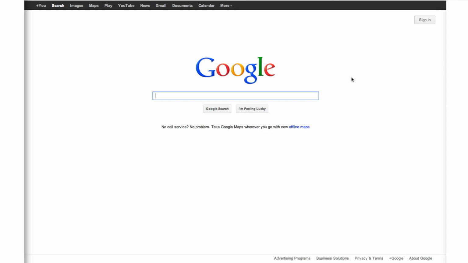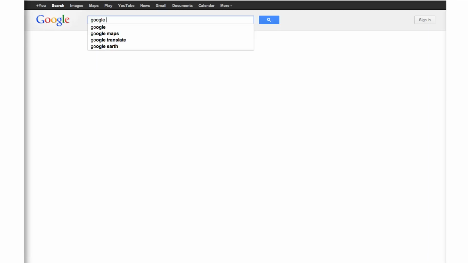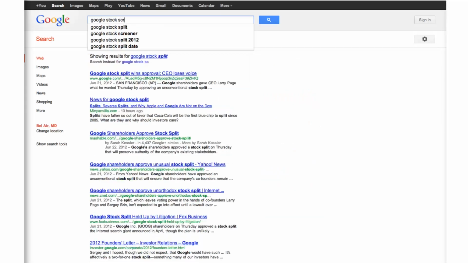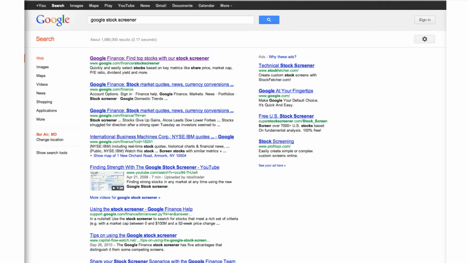In this lesson, we're just going to be going over something that's really basic, easy to use, and not all that complicated. It's called a stock screener. I prefer the Google stock screener over pretty much anything else out there, so that's what we're going to use for this lesson. If you just go to Google and type in Google stock screener and hit enter, it should come up as the very first item.